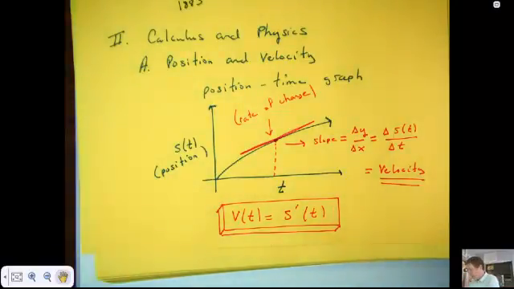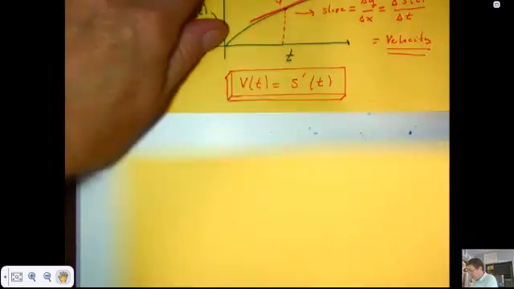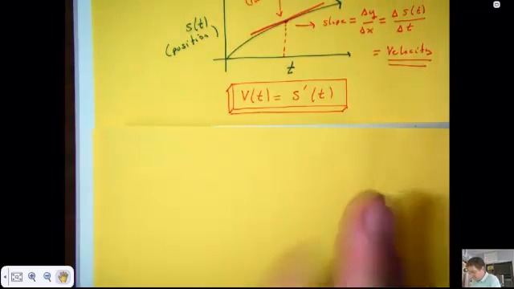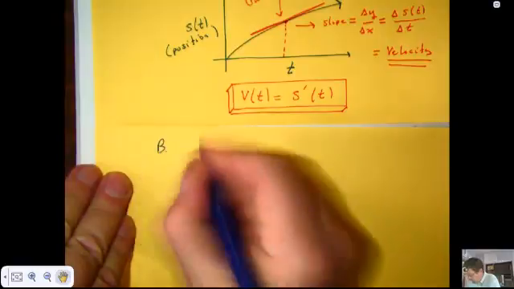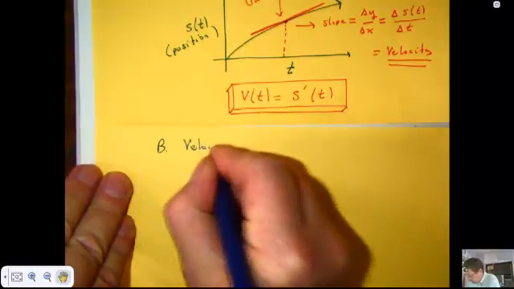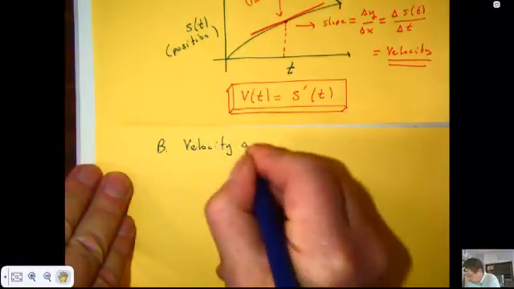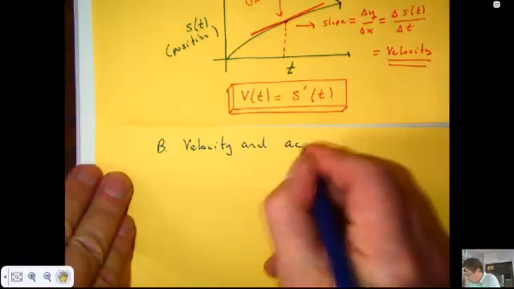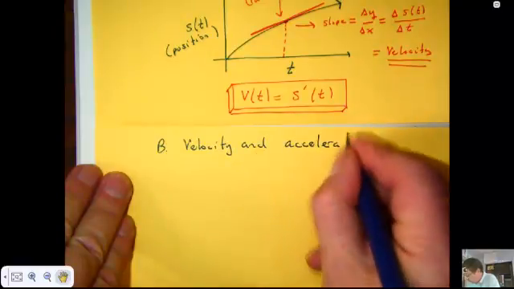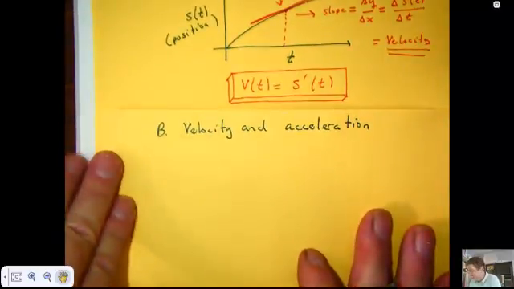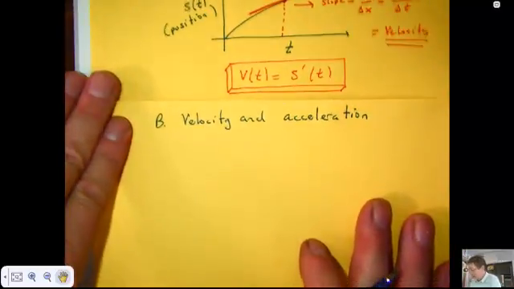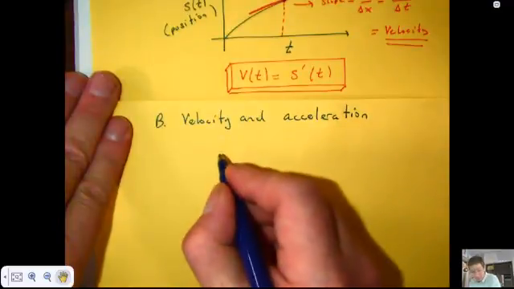Then, as you can imagine, we're going to make one more connection like this, and that is between velocity and acceleration. If we think of it the same way, let's have a velocity time graph.